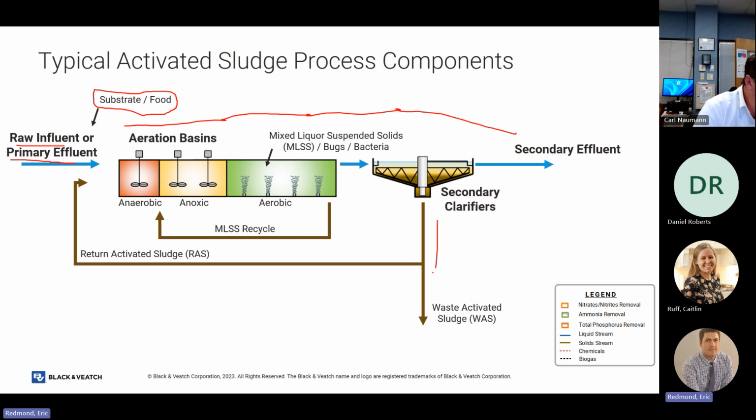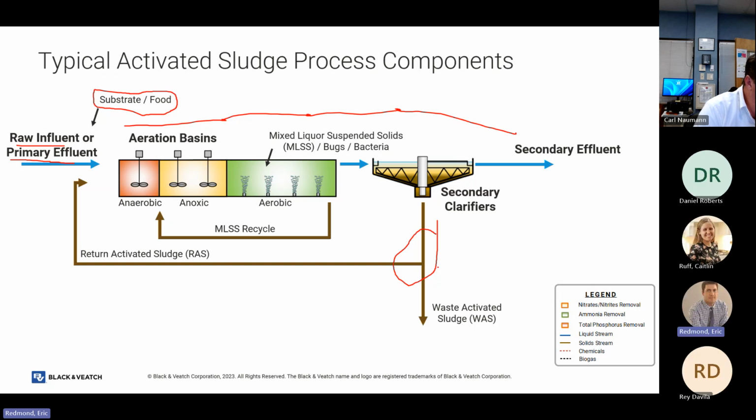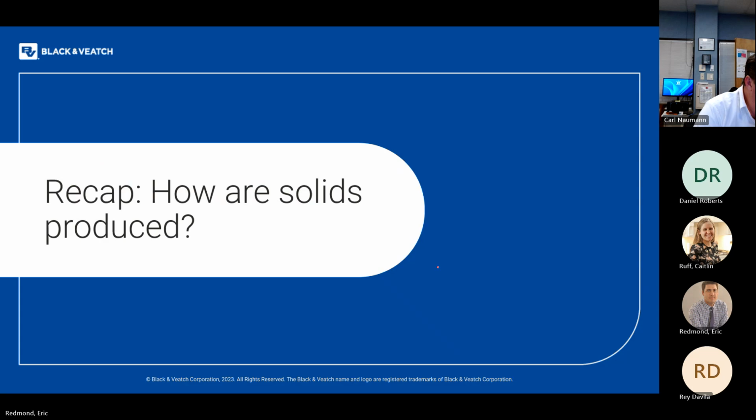And then what we focused on was this intersection here: how are we controlling our RAS and our WAS, and what is ultimately controlling that WAS flow and WAS pounds wasted every day? So, just a quick recap on that.